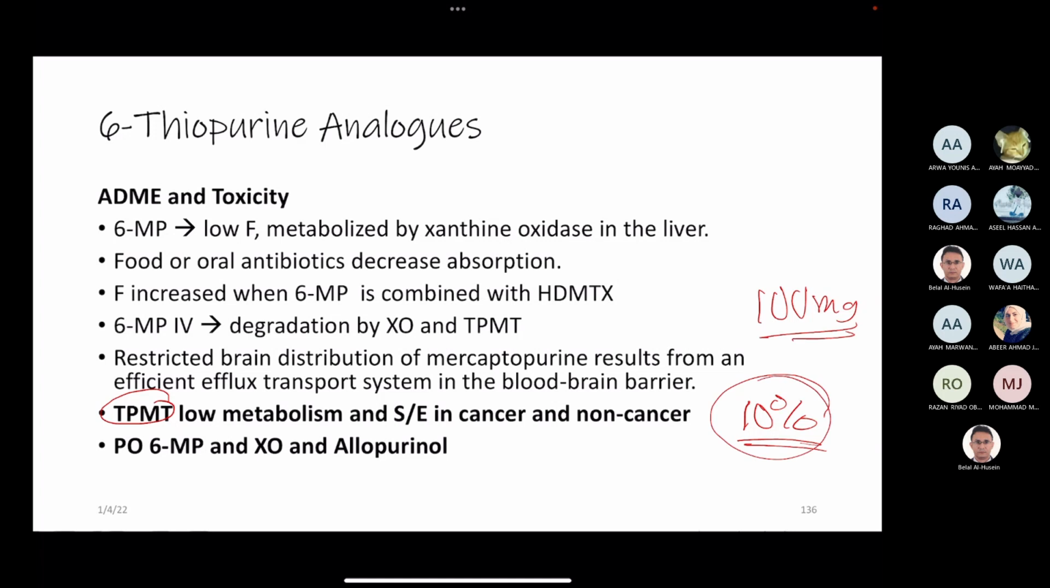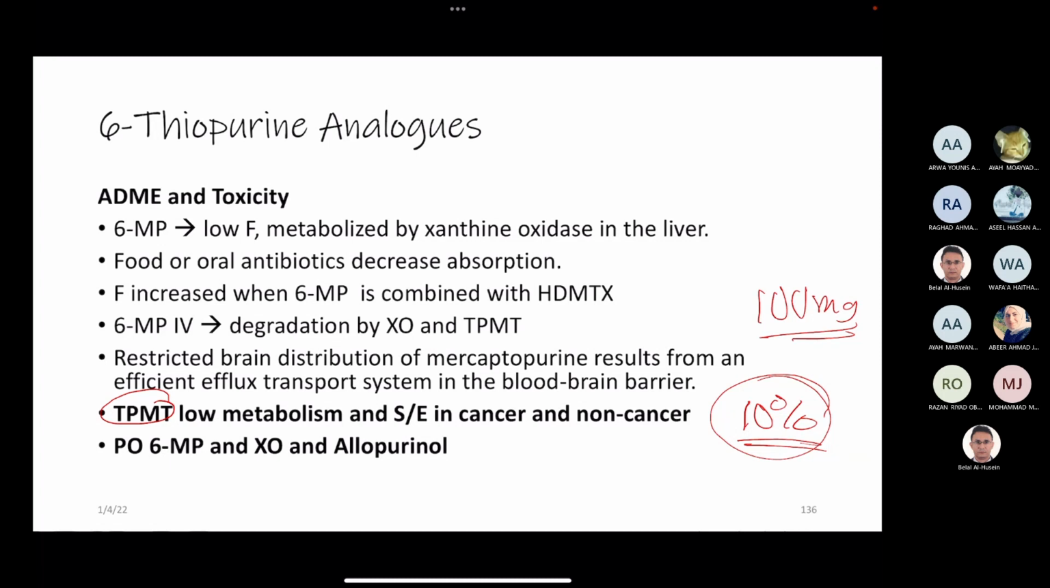Now, assuming that you didn't test TPMT activity or polymorphism, and you gave a full dose to the patient, this means you have caused severe toxicity. You gave 10 times the recommended dose to that patient. So it is one of the early recommendations for genotyping or genetic testing in cancer patients: TPMT activity when you are about to give 6-mercaptopurine or 6-thioguanine, or thiopurines in general. Also, we have seen xanthine oxidase involved in metabolism of 6-thioguanine.